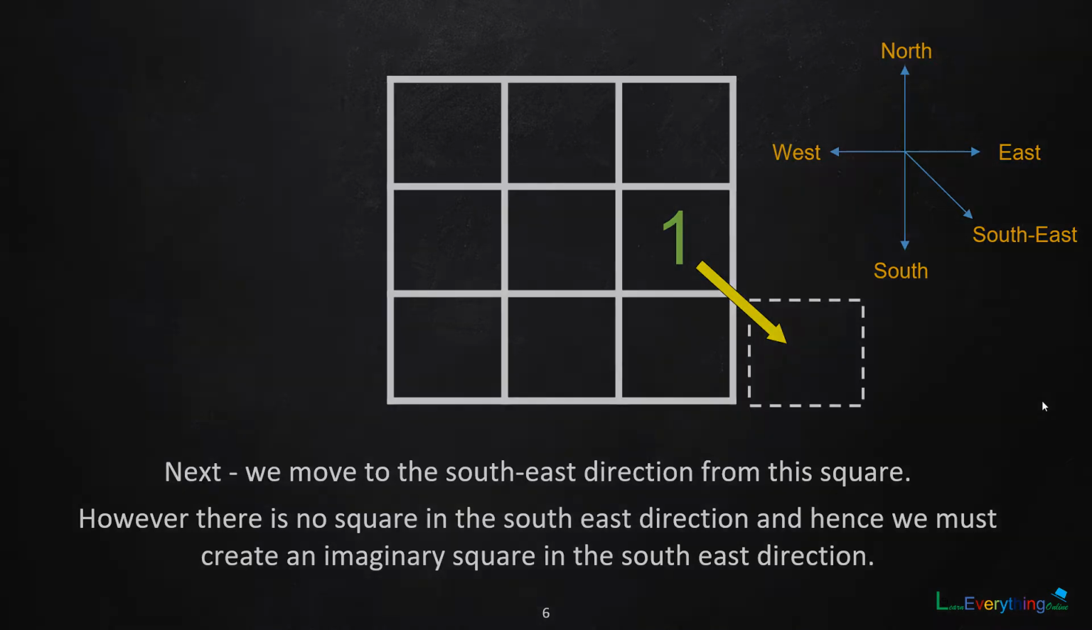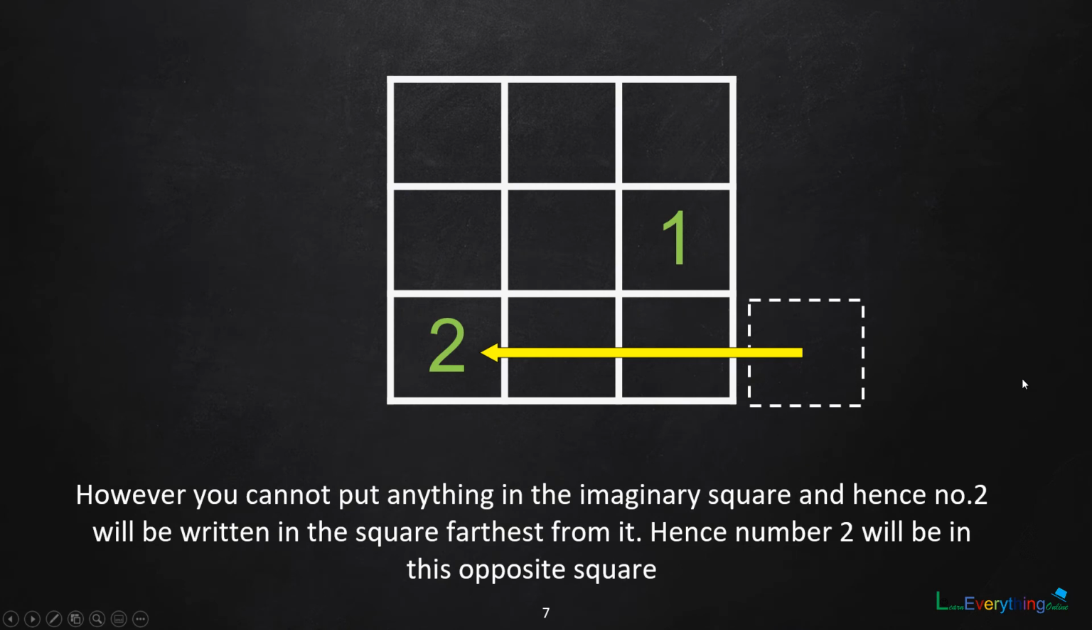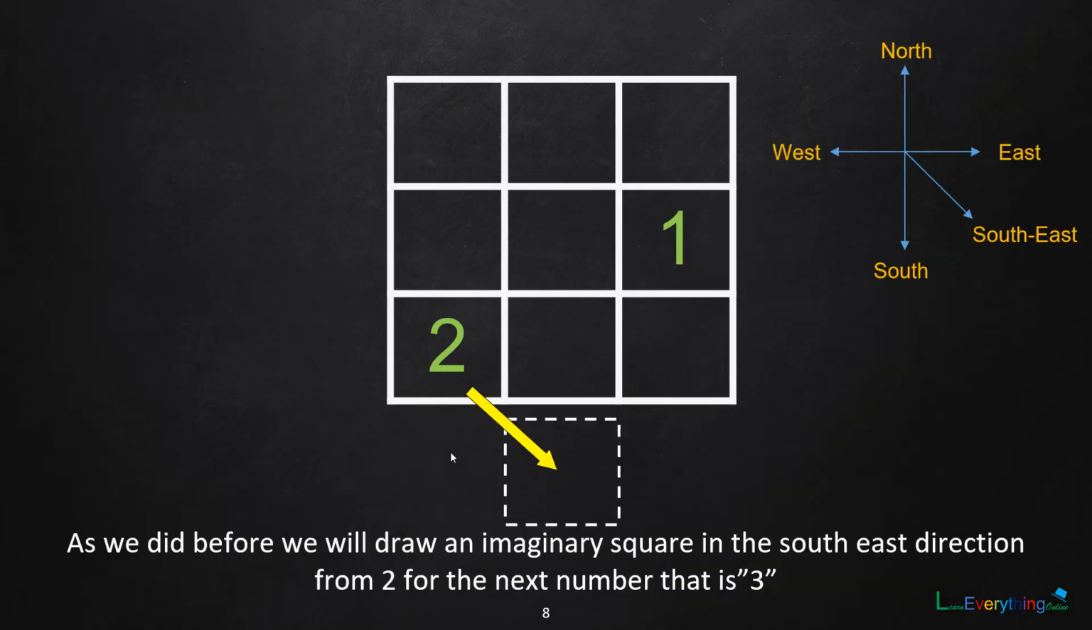Now what to do? However, you cannot put anything in the imaginary square. Hence, number 2 will be written in the square farthest from it. Hence, number 2 will be in the opposite square. So this imaginary square moved here, which is farthest opposite, and number 2 is on its position now.